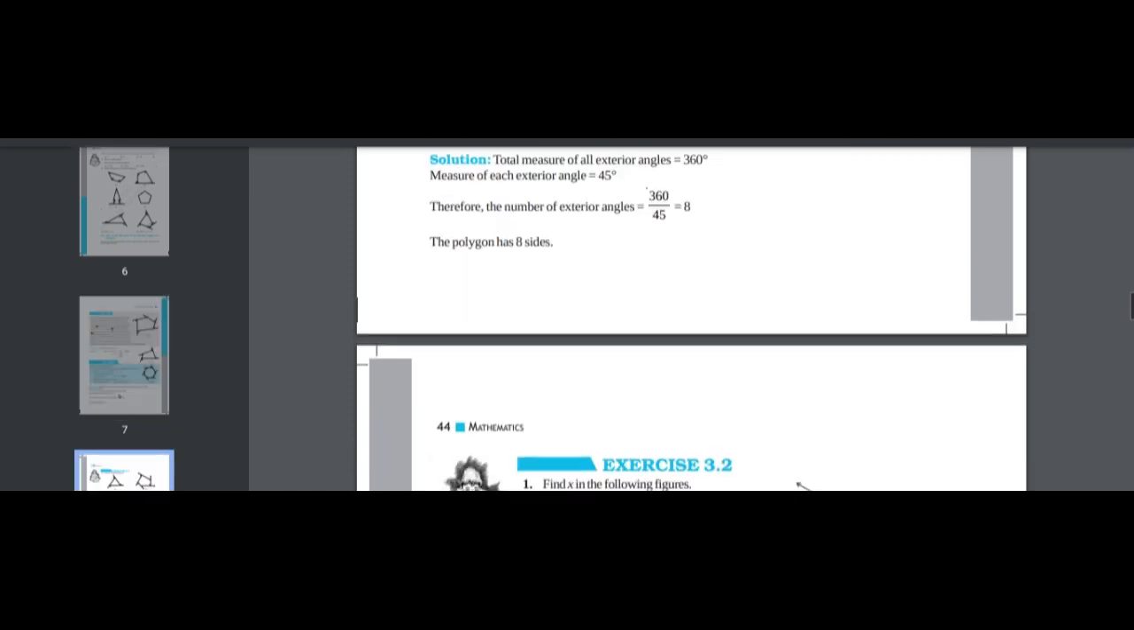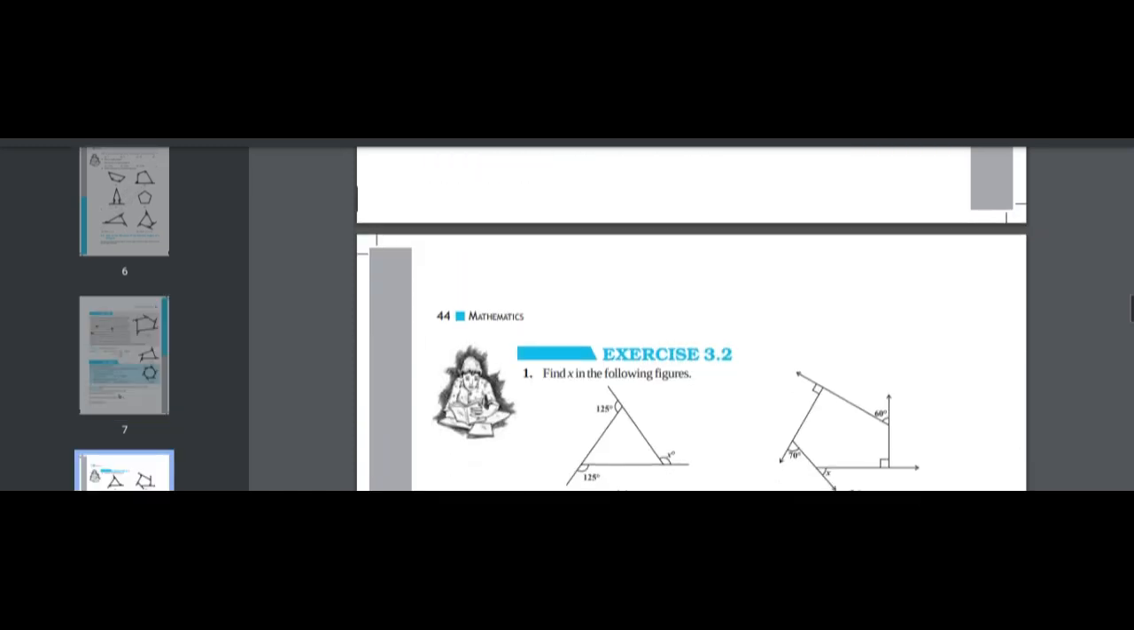And after this we have to move to exercise 3.2. Can we move to exercise 3.2? Yes, ma'am. Okay, now I hope you have the answers for this one, right? Yes. You have to open your rough notebook. You just have to mention exercise 3.2, the question number 1 and the solution. You don't have to write the whole question.